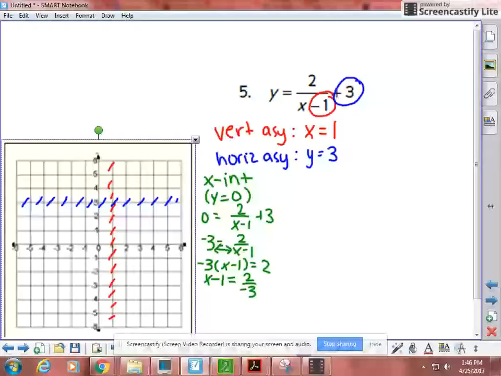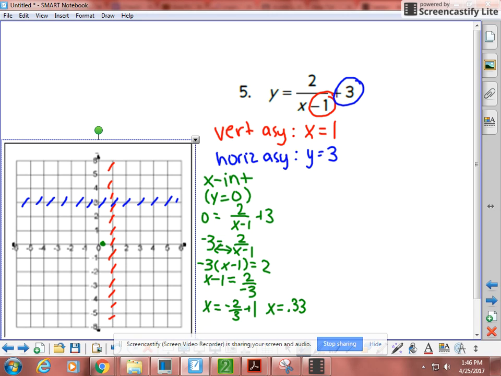So to get x by itself, I have to add 1 to the other side. So I have negative 2/3 plus 1. Okay, so negative 2/3 plus 1 is going to give me x equaling 0.33. So if x is 0.33, I go on the x-axis from 0, 0, 0.33, which is right here. So I need to reflect this. So if it is in quadrant 3, I know it's going to be in quadrant 1 now.